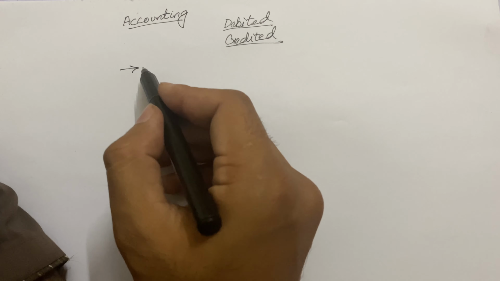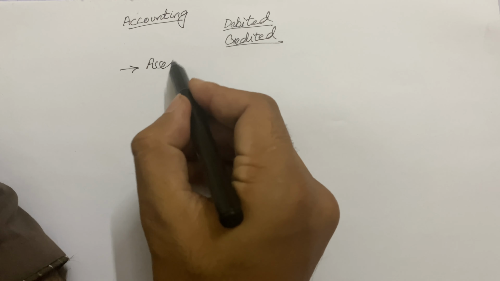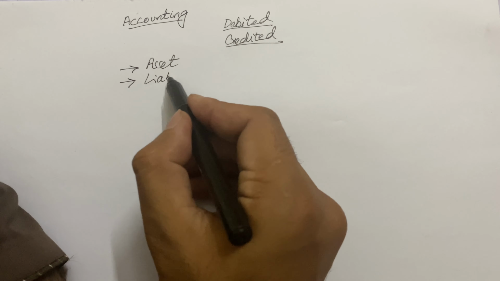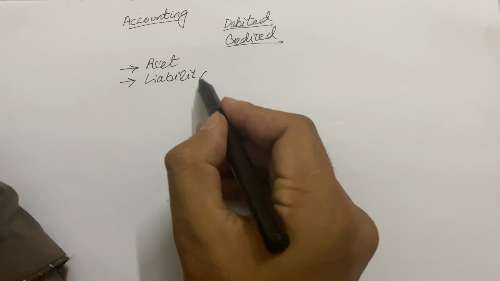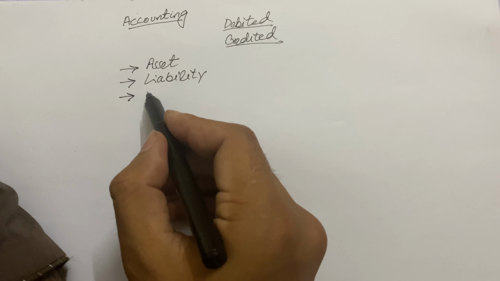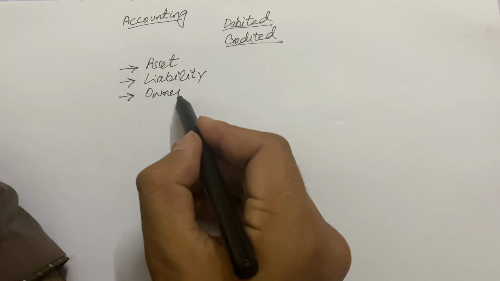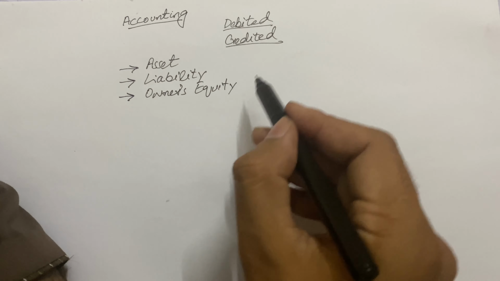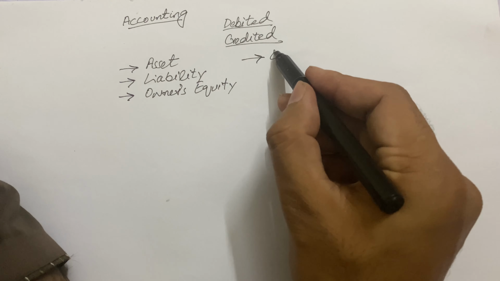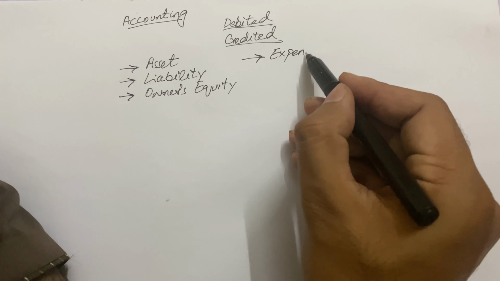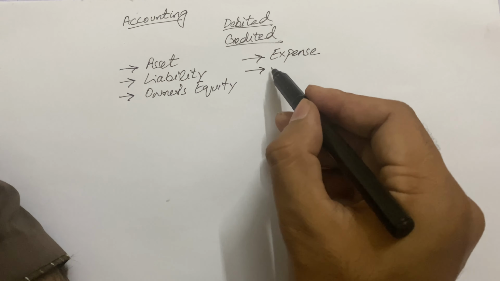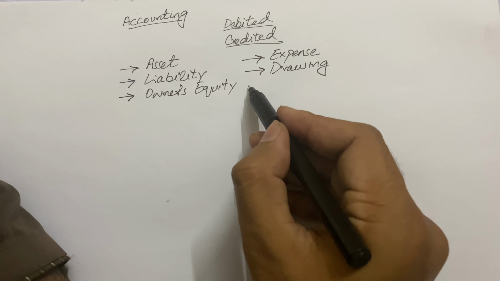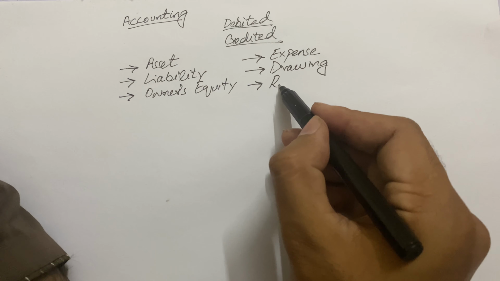The first nature, if we talk about, is asset, liability, owner's equity. Then expense, then drawing, and then revenue.